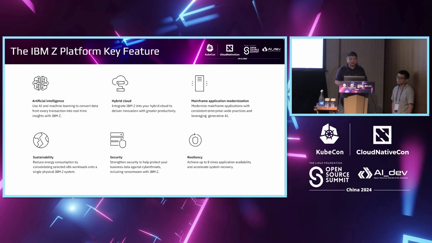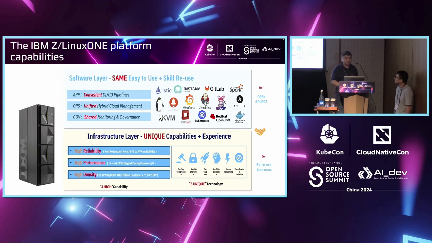Another key feature is sustainability. It reduces energy consumption by consolidating select x86 workloads onto a single physical IBM Z system. Another key feature is security. It strengthens security to help protect your business data against cyber threats, including ransomware, with IBM Z. And the last key feature is resiliency. It achieves up to 8 nines application availability and accelerated system recovery. And next, Chen will introduce the LinuxONE platform.